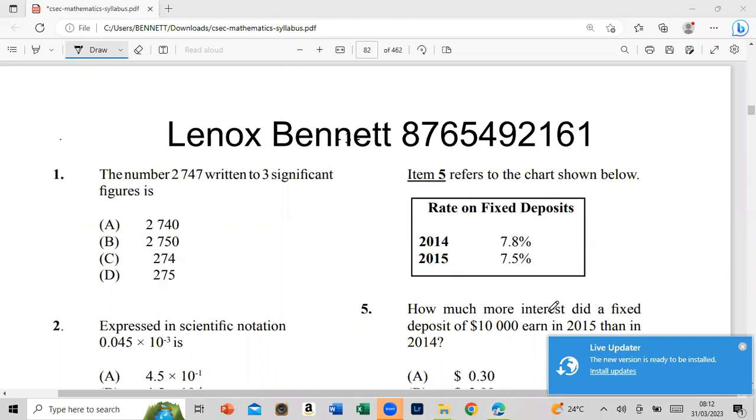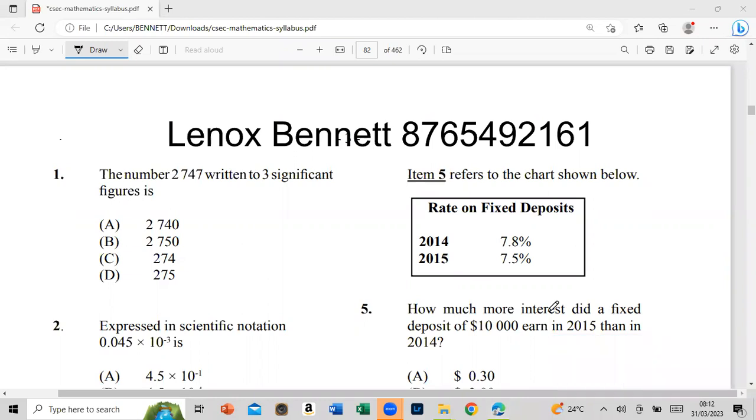Today we're looking at some multiple choice, CSEC. Let's go. Very interesting questions, some of these.